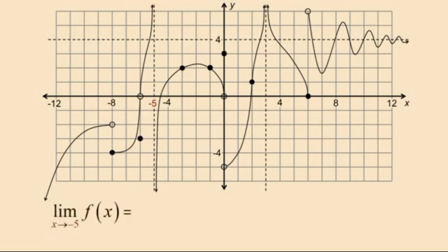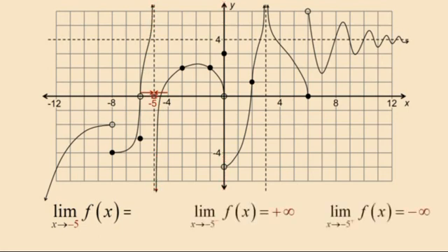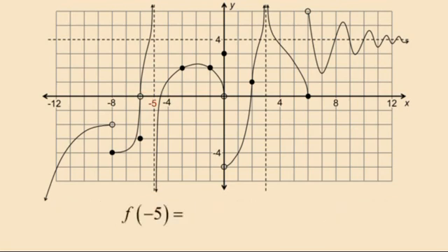Now let's look at the limit as x approaches -5 of f of x. Remember, this is a two-sided limit. Notice that the values of f of x are approaching +∞ as x approaches -5 from the left, and -∞ as x approaches -5 from the right. Here we can clearly see that our one-sided limits are not approaching the same value. One is increasing without bound, and the other is decreasing without bound. Therefore, we conclude that our two-sided limit does not exist. But what about the function value at x equal -5? Remember, x equal -5 is not in the domain of our function. Therefore, our function value is undefined.